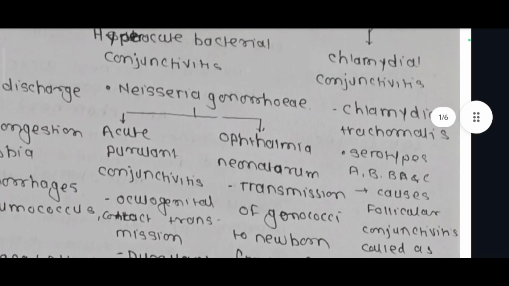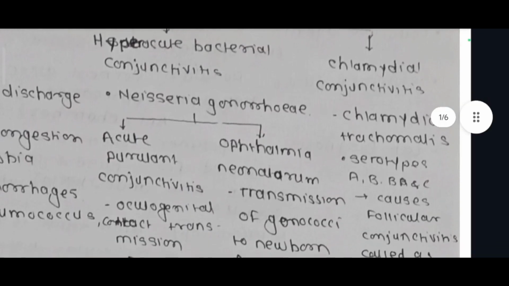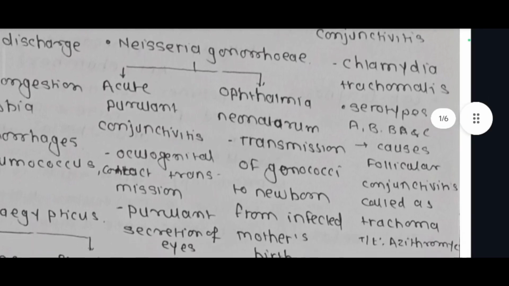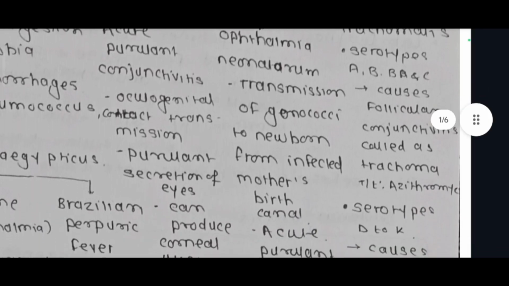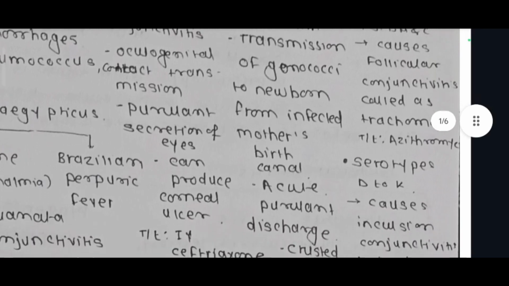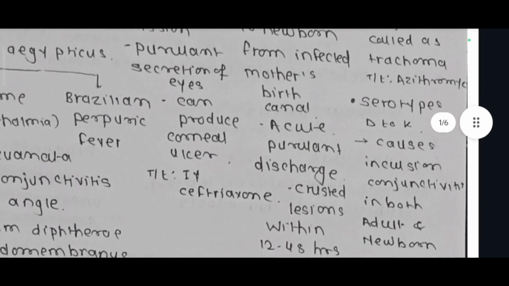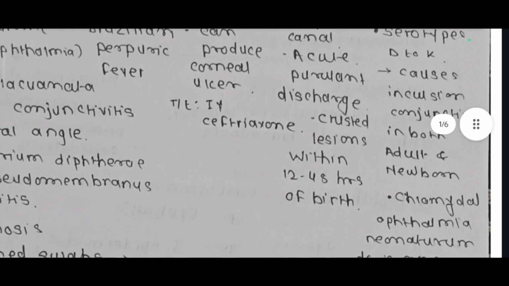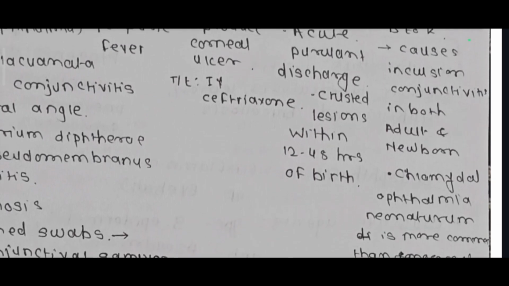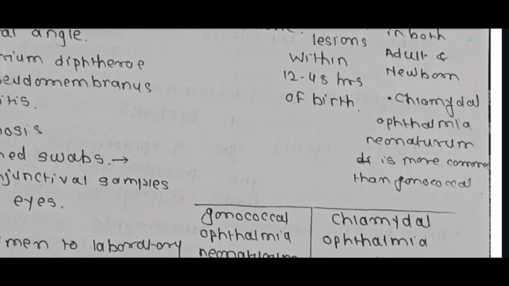The third type of bacterial conjunctivitis is chlamydial conjunctivitis. The causative agent is Chlamydia trachomatis. There are different serotypes. Serotypes A, B, Ba, and C cause follicular conjunctivitis called trachoma, and the treatment for this is azithromycin. Serotypes D to K cause inclusion conjunctivitis in both adults and newborns. Chlamydial ophthalmia neonatorum is more common than gonococcal.